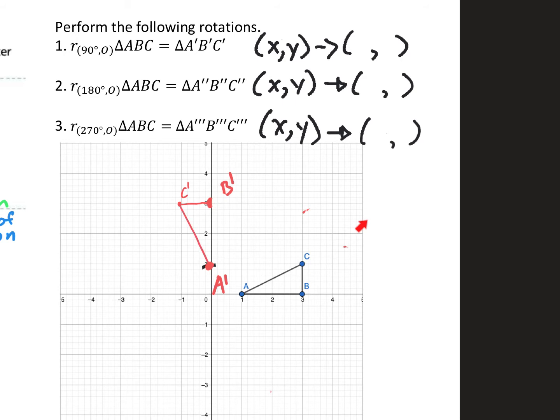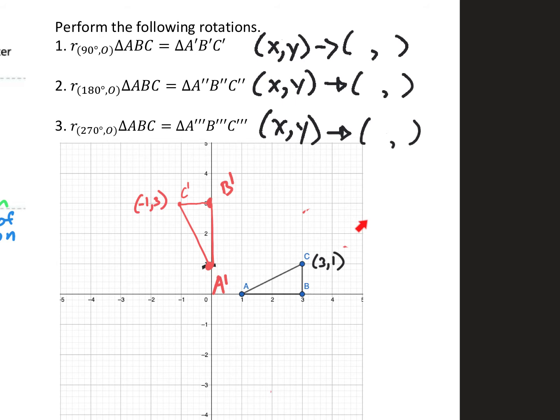Okay, we can see that. That looks like the correct rotation. Now let's look at those points. Our original C was (3, 1), and now our C prime is (-1, 3). So when I do a 90-degree rotation, what changed here?